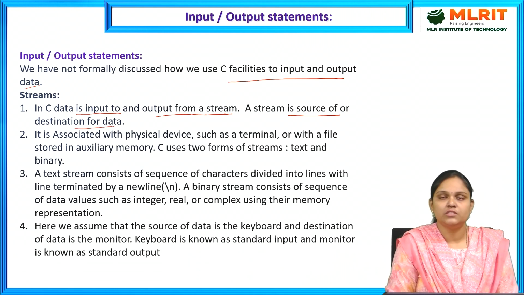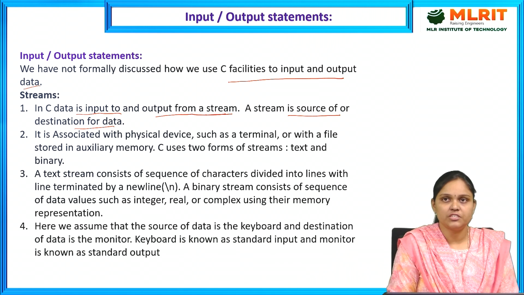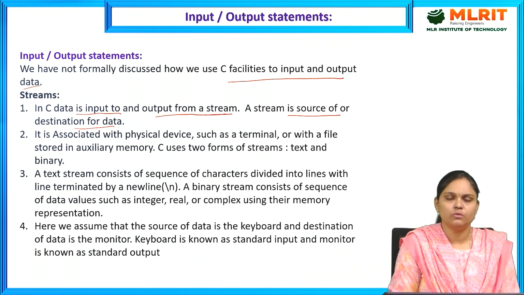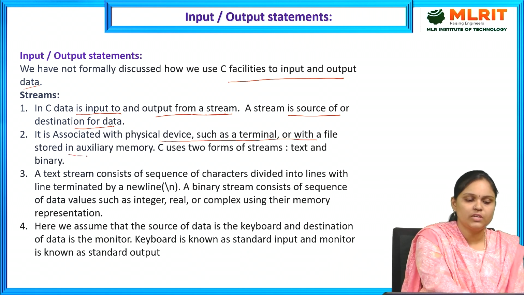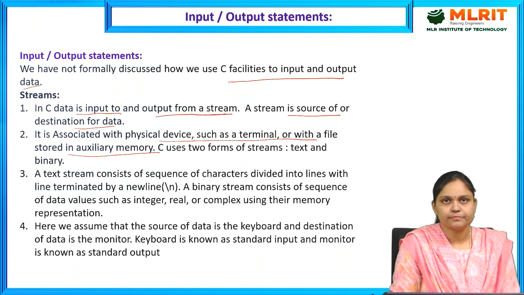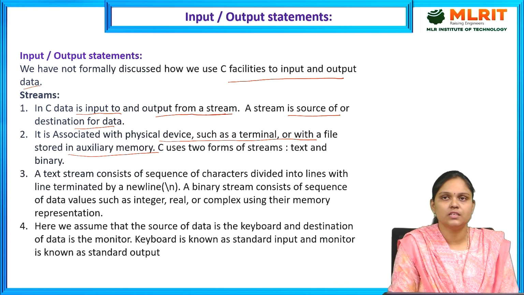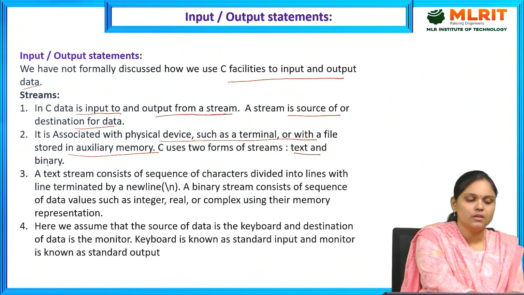By using this stream, we give input to the stream and also get output from the stream. This stream is a physical device such as a terminal, or a file which is stored in auxiliary memory. In C, there are two forms of streams: one is the text stream and the other one is the binary stream.